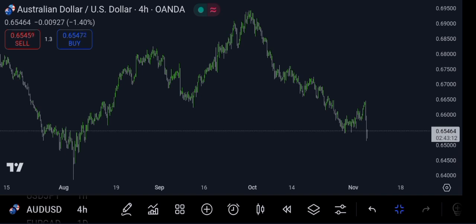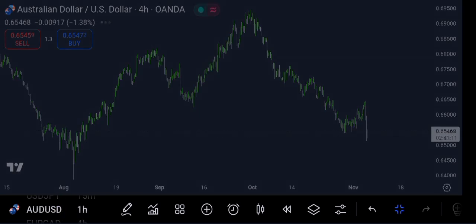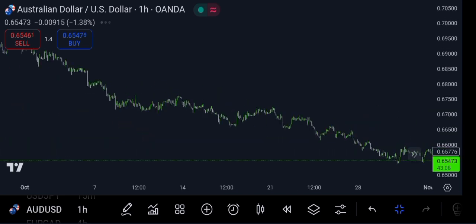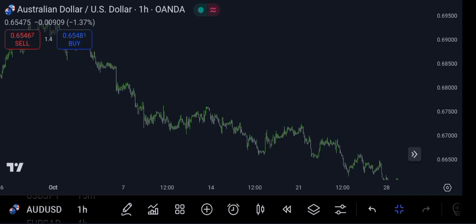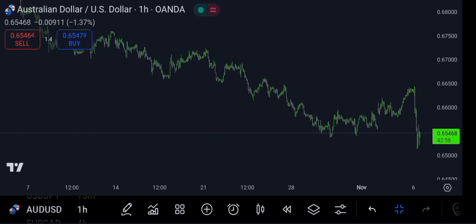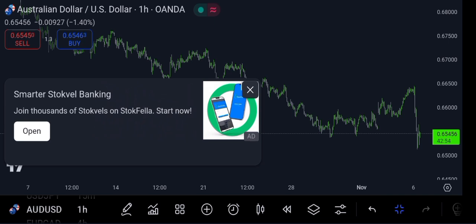For this analysis, I only used the 1 hour time frame. I didn't combine 2 time frames or maybe 3 time frames. I only used this 1 hour time frame alone. This was my thinking process while taking this trade.